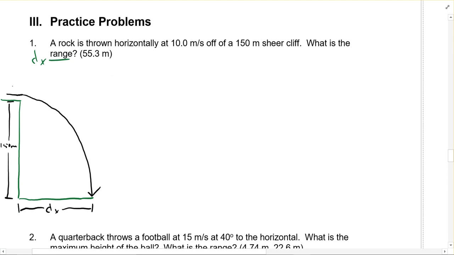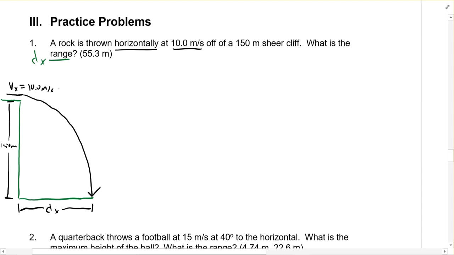And which v would this be? It says 10 meters per second. That's going to be velocity only in the x direction because it's going horizontally out the cliff. So vx is going to be equal to 10 meters per second.